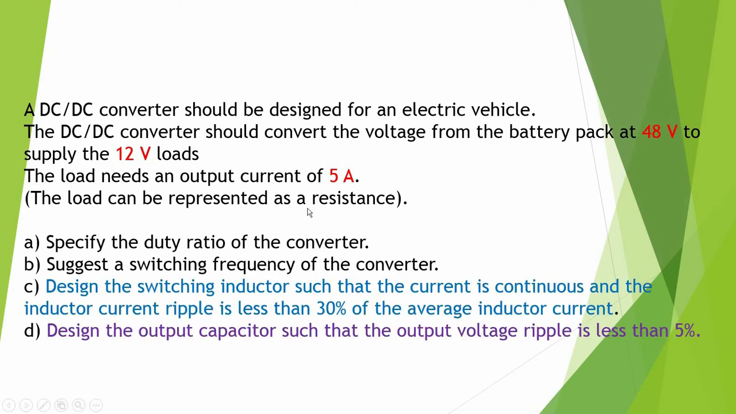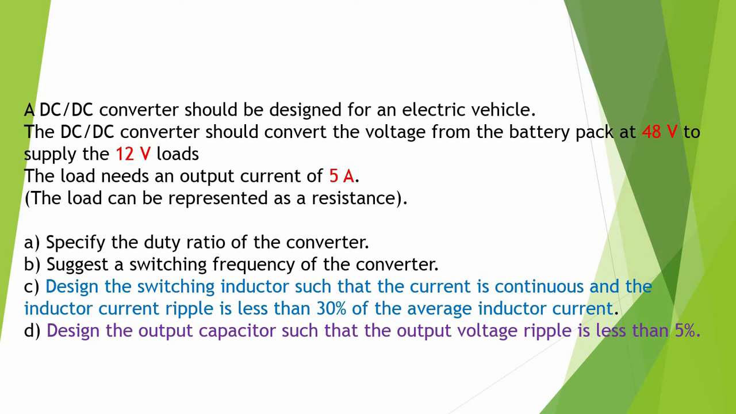So here we have sub questions. First, we have to find out the duty cycle of that converter, which is very simple, and the switching frequency of the converter. So we have to just suggest one switching frequency for that buck converter. And here C and D are our main part. Here we are going to determine the value of inductor such that the current is continuous and the inductor current ripple is less than 30% of average inductor current.